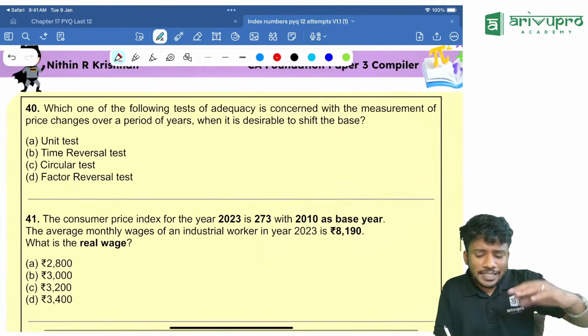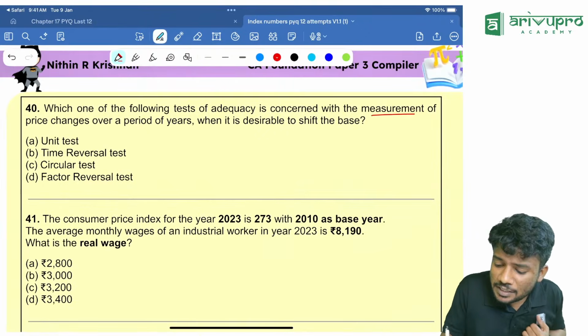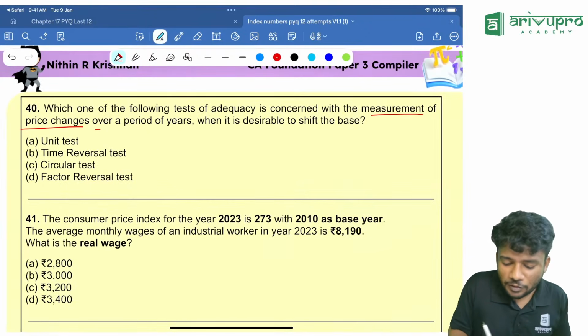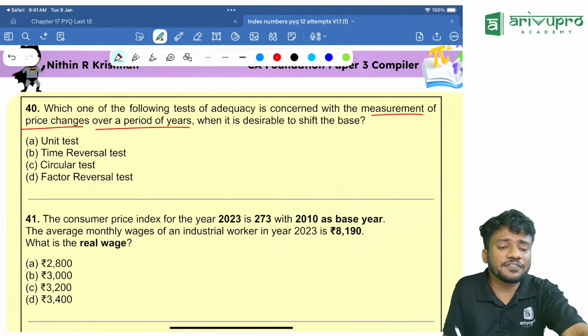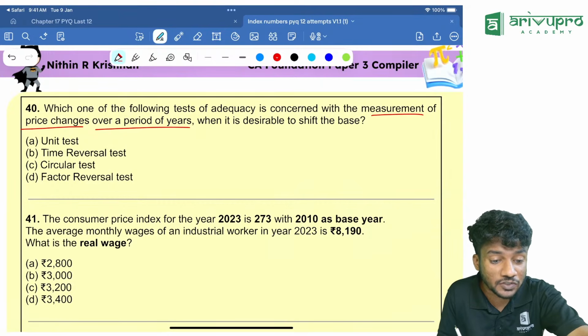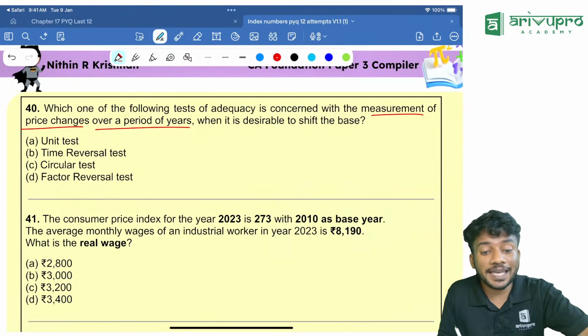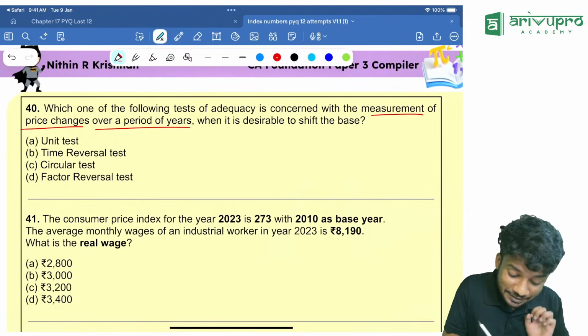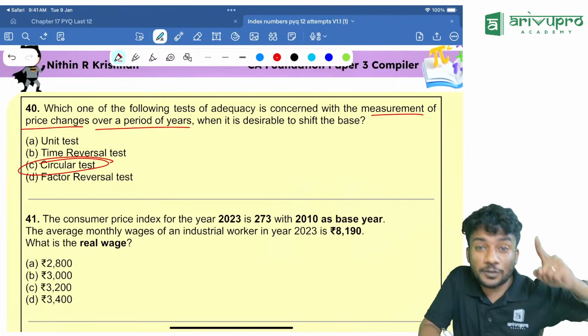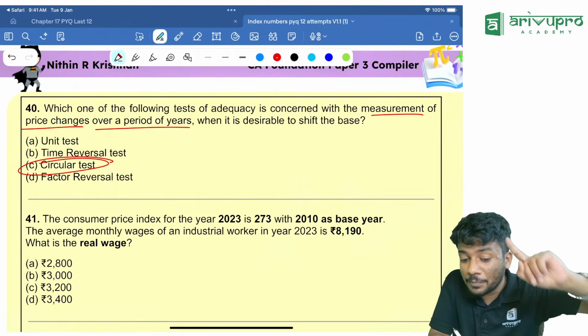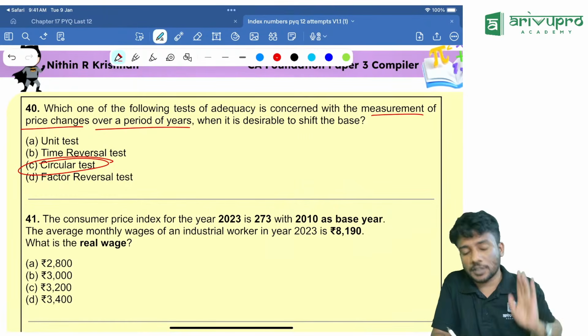Now, which of the following tests of adequacy is concerned with measurement of price changes over a period of years when it is desirable to shift the base? Shift the base. When are we shifting the base? Shift the base is important. Shifting the base is happening in the circular test. Who does not follow the circular test? Fisher's index number does not follow the circular test.